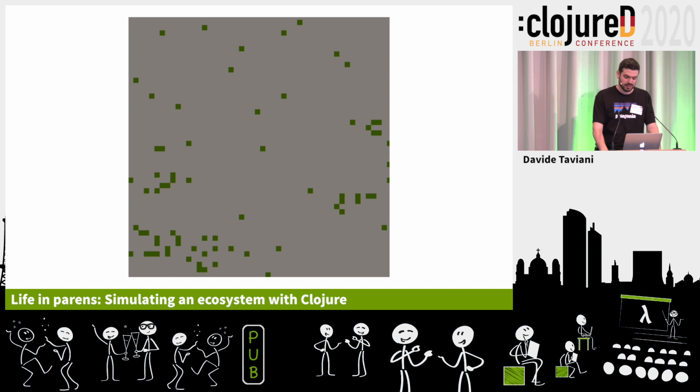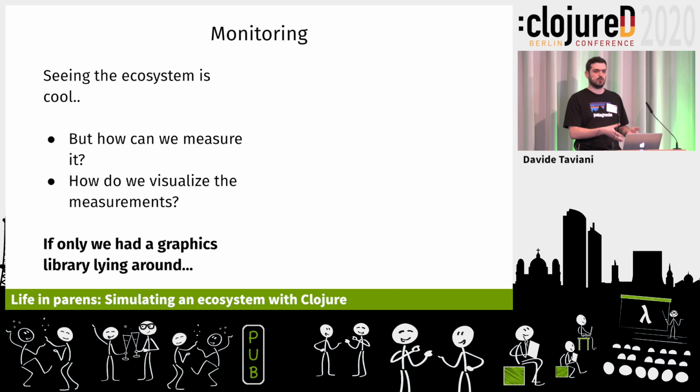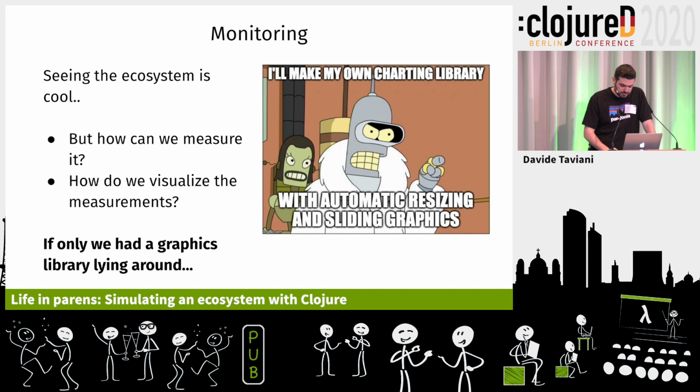So we have an ecosystem, and at the beginning I said we want to monitor it and maybe follow if the genes change. So we would like to measure some quantities in our creatures and monitor how it's going. If only I was working with a graphics library. I hope this works. So I made my own charting library with Quil, as any reasonable developer will do when faced with a problem.